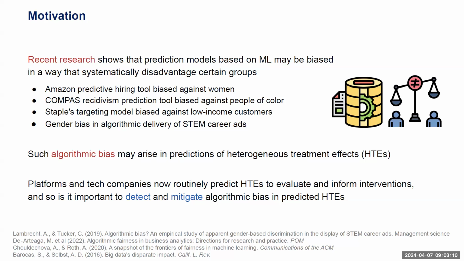So what we also know is that platforms, in particular tech companies, and many other companies, also those in healthcare, now routinely use these kind of models of personalized treatment effects to evaluate and inform interventions, for instance, about whom to target. And therefore, it's important to detect and be able to mitigate group-wise biases in these models to not have downstream group bias in inference and decision-making.